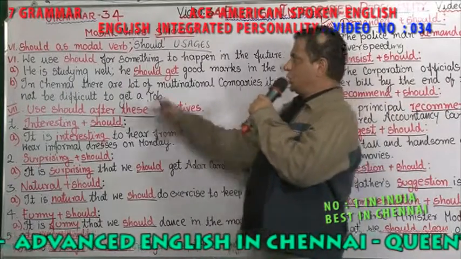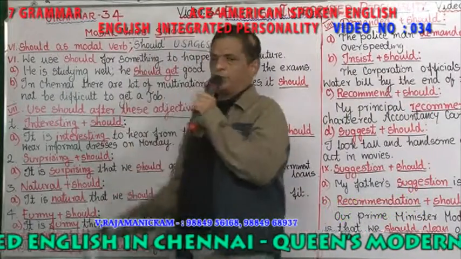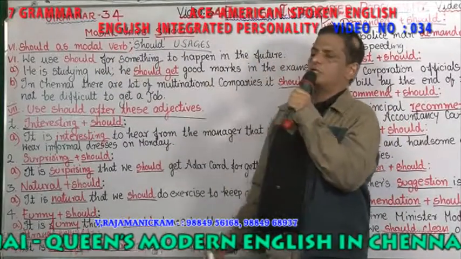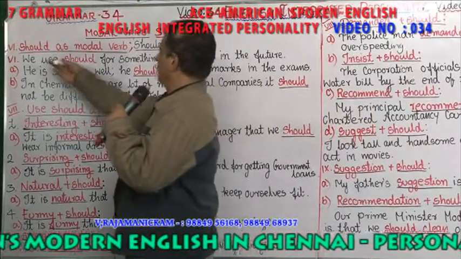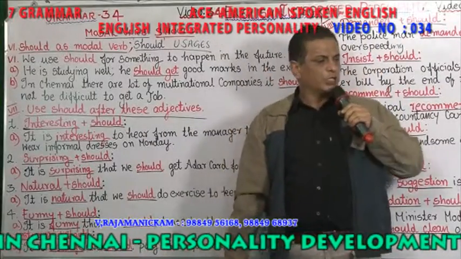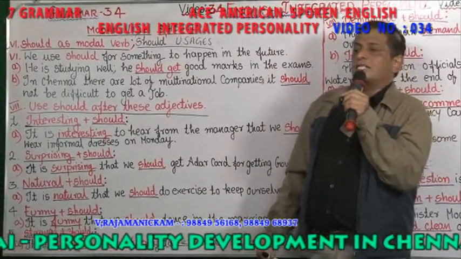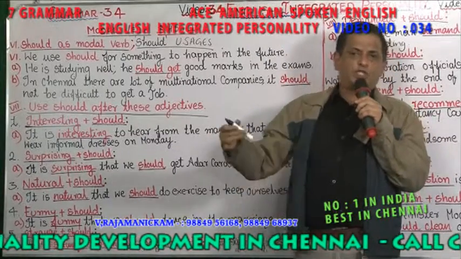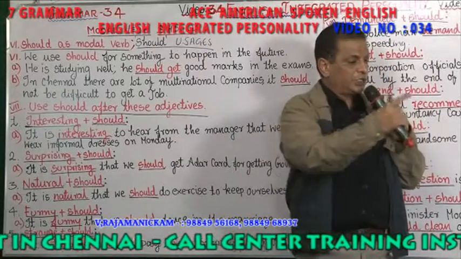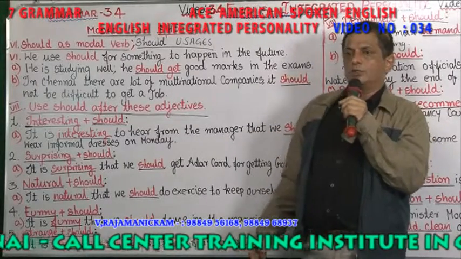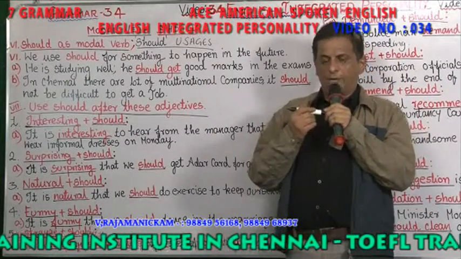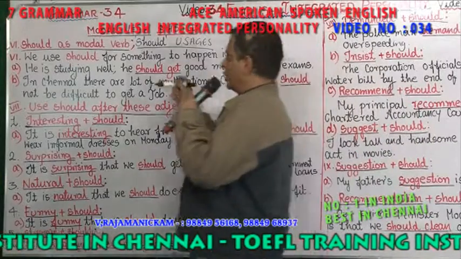Now coming to should as a modal verb. Where do we use should as a modal verb? We use should for expecting something to happen in the future. I should be a doctor. She should be a good worker. He should be a good student. So you want something to happen in the future, there you are using should.